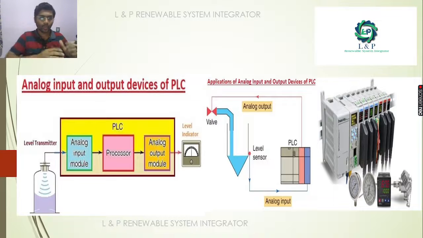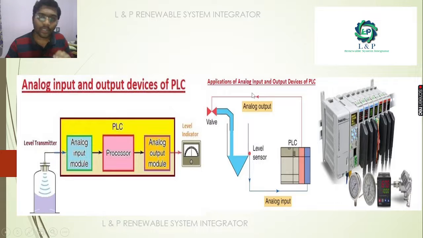So what we are going to do is take the level transmitter input from here, with the help of this analog input module. With the help of the processor, we are processing it, that is, we are going to make a logic inside it, and with the help of the analog output module, we are going to indicate what the level is. That's it. See here, this is another example.